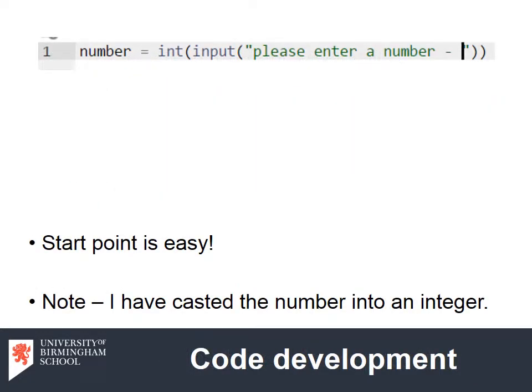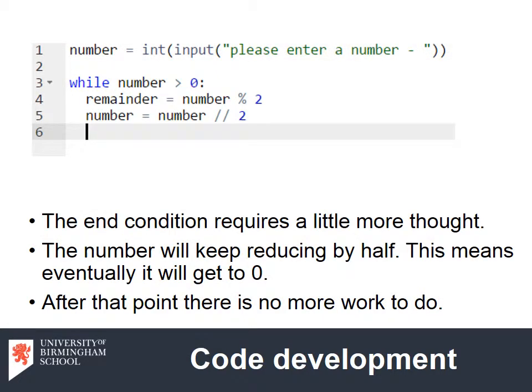So let's actually start to develop the code for this problem. I need to ask for a number, and I've got a code pattern for that already because we've looked at that in the past. And here it is. So I ask for a number, I cast it into an integer, store it into a new variable, and I've called that variable number. So the starting point is really straightforward. Nothing unusual. The end condition needs a little bit more thought though.